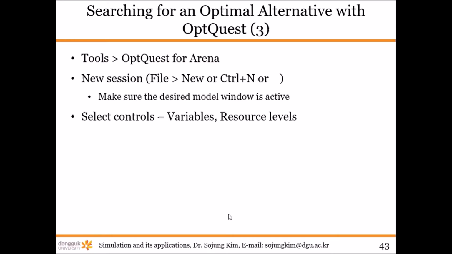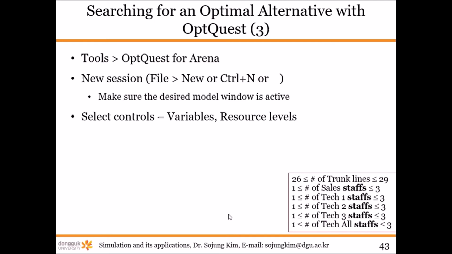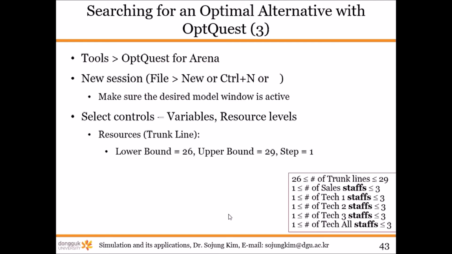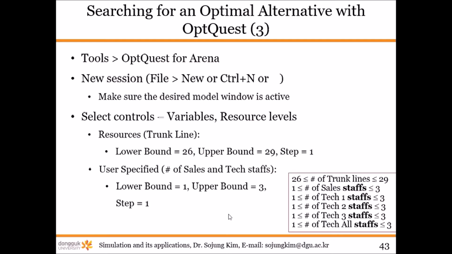And then you can select the controls such as variables and resource levels to generate the constraints in OptQuest. We have multiple resources such as trunk line, and there is an upper bound, lower bound, and also step size. Step size is 1, because we are looking at the number of trunk lines, so it should be an integer, and the number of steps should be the same, an integer.